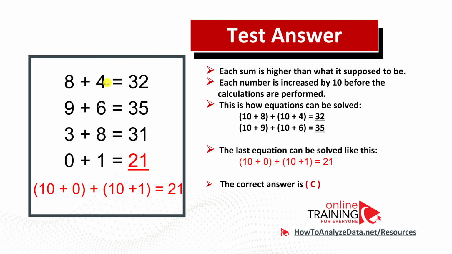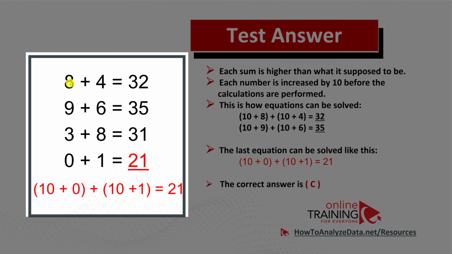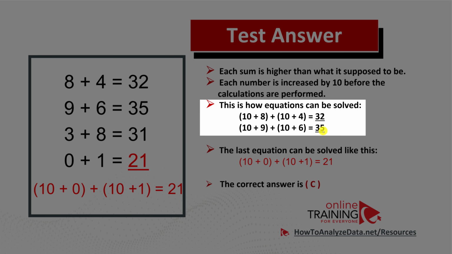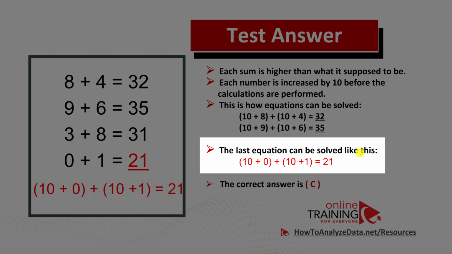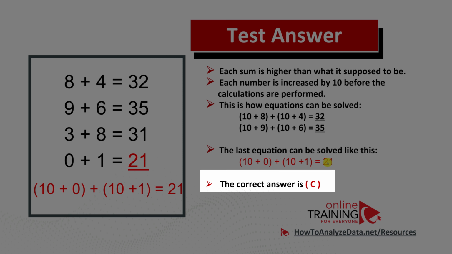Now, continuing with this logic, basically what's happening is that each number is incremented by 10 before the calculations are performed. For example, 8 plus 10 is 18, and 4 plus 10 is 14. 18 plus 14 equals 32. Same calculations are done with the second, third, and fourth equations. For example, 19 plus 16 equals 35. And the last equation can be solved like this. 10 plus 0, 10 plus 1 equals 10 plus 11 equals 21. So the correct choice here is choice C, 21. Hopefully by now you know how to answer these types of questions on the test.